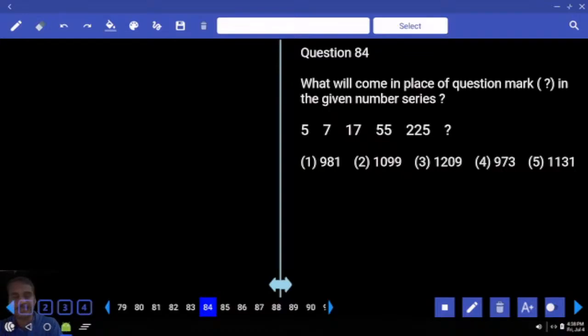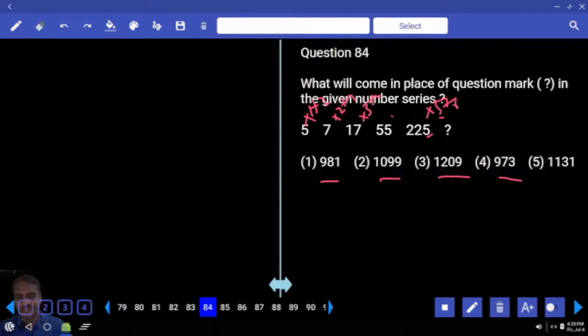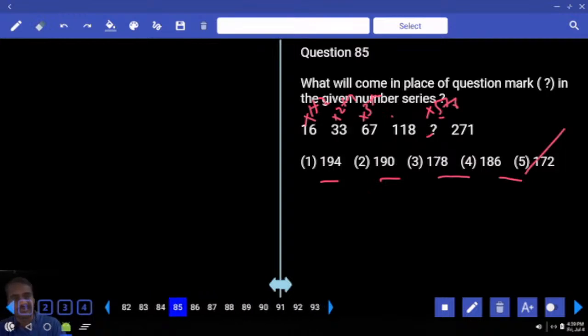Then the next one. 5, 7, 225. Numbers increase by a minimum of 4 to 5 times. Definitely product or combination. Now 5 into 1 plus 2. Now into 2 plus 3. Into 3 plus 4. Into 4 plus 5. Into 5 plus 6. Now 5 into 5, 25 plus 6, 31. Last digit is 1, choice 5. No need to find out the entire number. The last digit itself is sufficient.